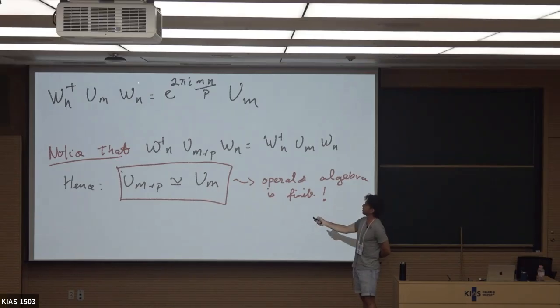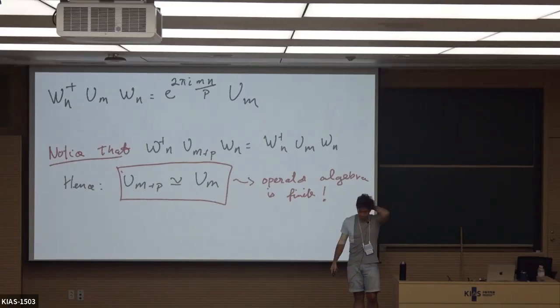And by the same argument, there are only p extended operators. So for n from 0 to p minus 1, and m from 0 to p minus 1. So the operator algebra of this theory is finite. There are only a finite number of operators that I can write down. There are p local operators and p extended operators.